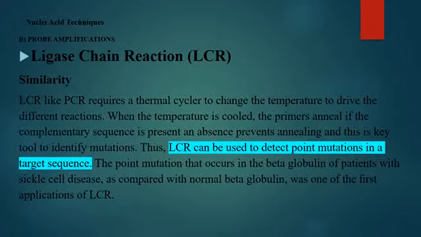If there are mutations in structure, then this is a key step to identify that. So LCR can be used to detect point mutations in a target sequence. The point mutation that occurs in the beta globin of patients with sickle cell disease, as compared with normal beta globin, was the first application of the LCR. So it was first used to determine the changes in the beta globin of sickle cell patients.